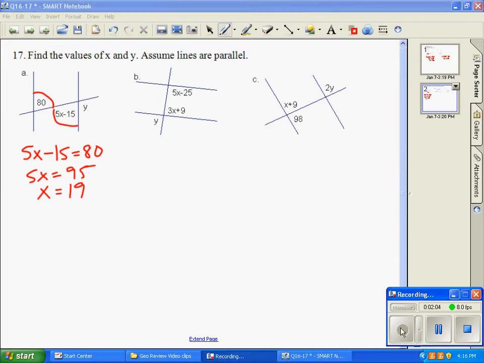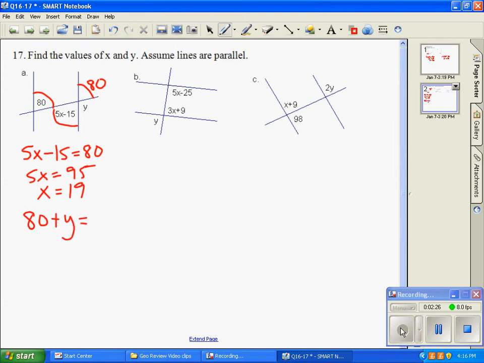Okay, so there are different ways that you could do it. You could plug in the x into the expression and you would have a linear pair there. But what I'm going to use is that the 80 and this angle are corresponding angles, so this is also 80. So we know that 80 and the y make a linear pair. So we can say 80 plus y equals 180. So subtract 80 from both sides, we get y equals 100.